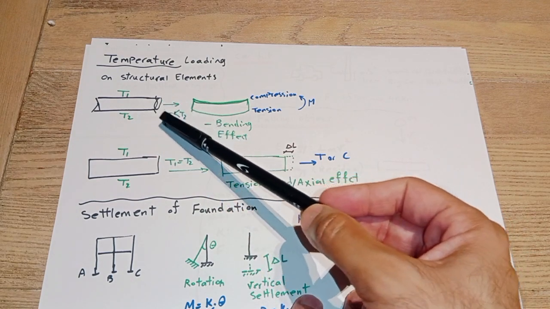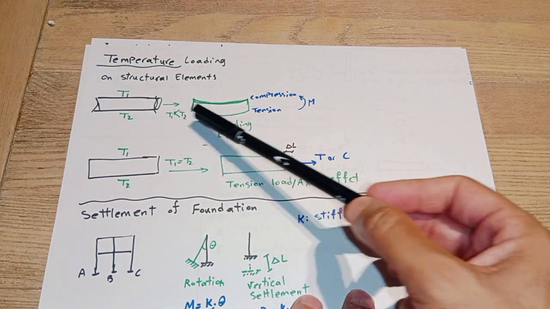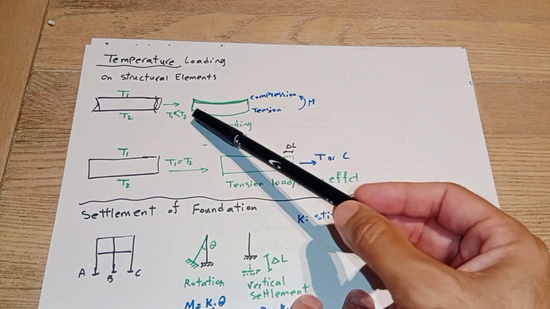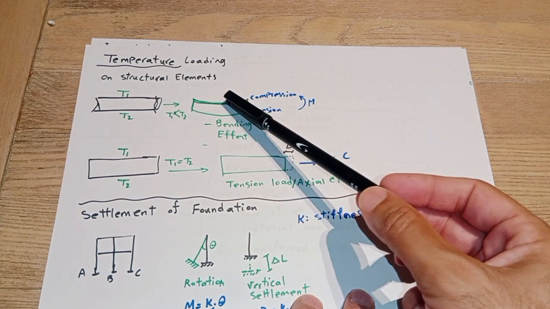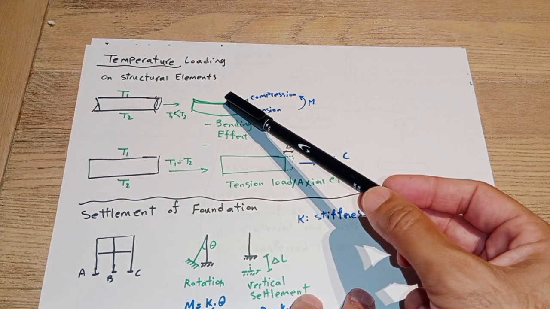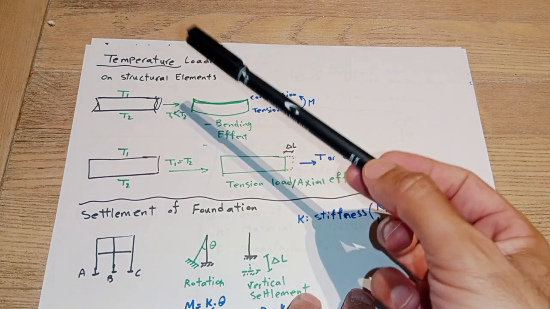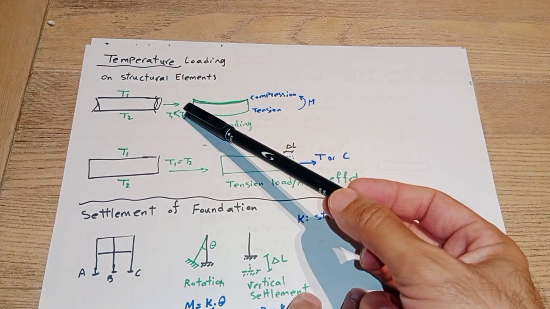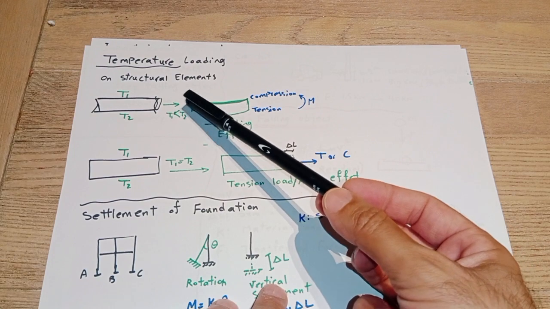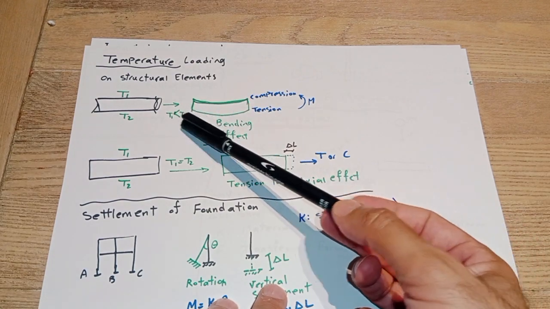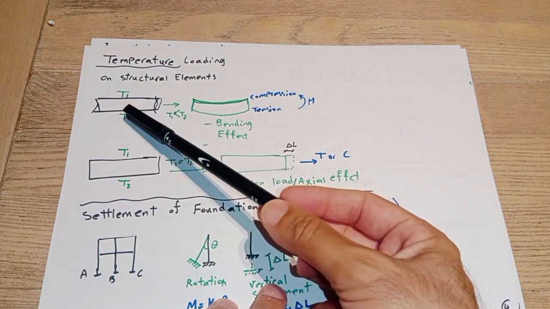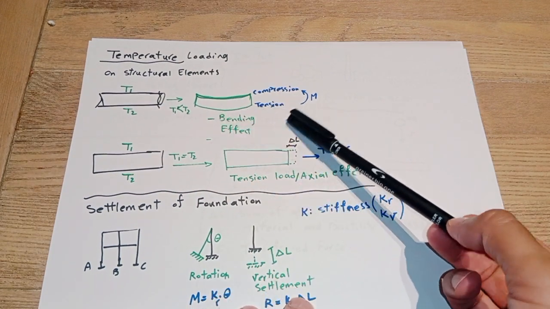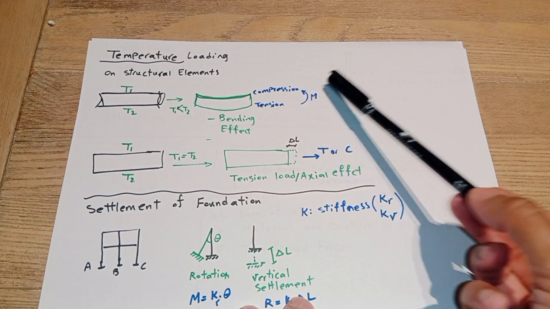Let's assume that T1 is less than T2. In this case, we will have a bending effect. The bottom layer will be in tension, and the top layer will be in compression. It is a very simplified shape here, and it is a function of the restraints on both ends. But in general, for this type of temperature loading, we may have bending effect and tension and compression in the section. It is very similar to bending effect.